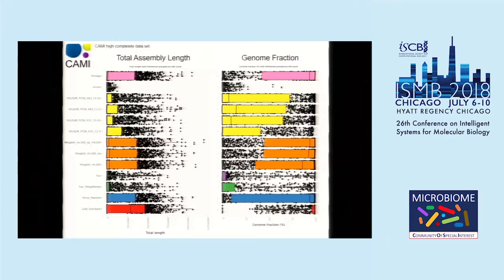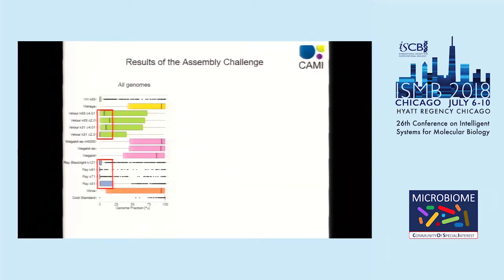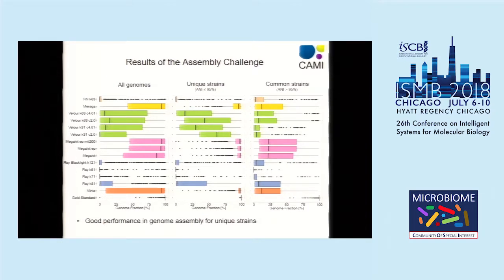And this is how this looks. You've seen this plot before. And again, you see the median genome fraction recovery is pretty good for some assemblers, and these are the assemblers that use multiple k-mers, iterating over multiple k-mers, and the ones which only use a single k-mer are not performing very well. And again, you've seen this before. Let me just summarize this again.